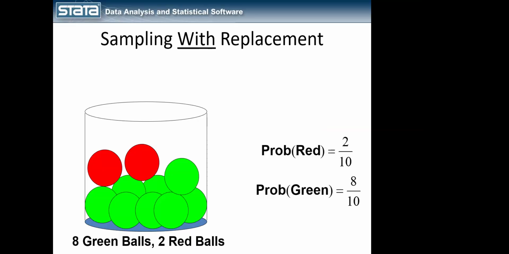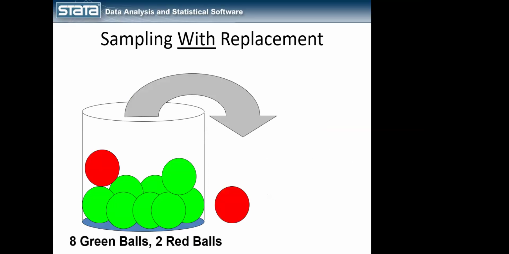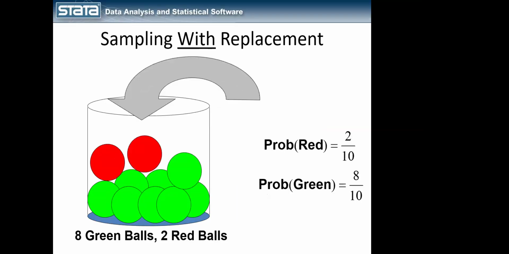So sampling with replacement, and this is how a lot of us think about statistics, again, not very explicitly. Sampling with replacement means that if I have a bucket full of 10 balls, 2 of the balls are red, 8 of the balls are green. If I draw a red ball and then I put the red ball back in, that's sampling with replacement. So after I've drawn the red ball and put it back in, the probability of drawing a red ball and the probability of drawing a green ball stays the same: 2 out of 10 for red and 8 out of 10 for green. So that's sampling with replacement.